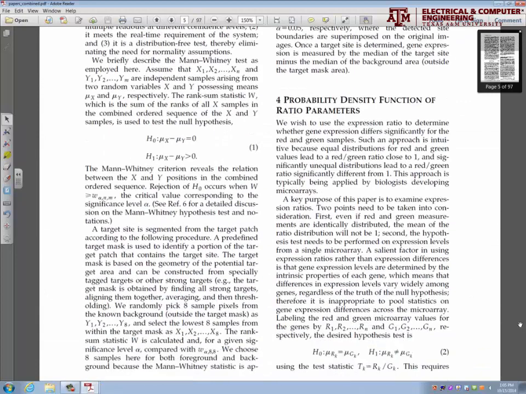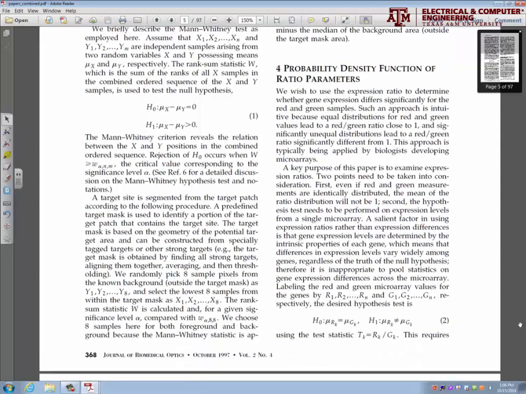Okay, so you finished the Mann-Whitney test, or the rank sum test, and now you have to get the probability density function of the ratio parameters, all right? So you now wish to use the gene expression ratio to determine whether gene expression differs significantly for the red and green samples, right? Such an approach is intuitive because equal distributions for red and green values lead to a red over green ratio close to 1, and significantly unequal distributions lead to a red over green ratio significantly different from 1. This approach is typically applied by biologists developing microarrays, right?